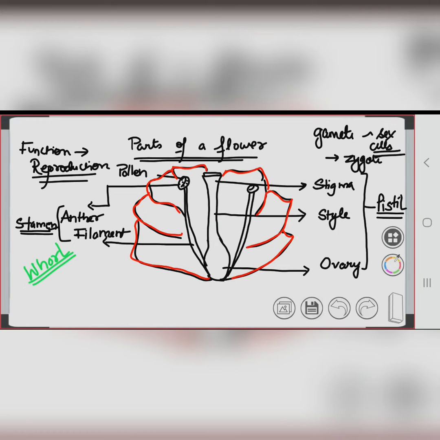So there are different whorls in the flower. Outermost, then the second layer, then the third layer. The outermost whorl is of these leaf-like structures. You must have noticed it. It is very prominent in buds. In your buds, mainly you see only this. These are leaf-like structures at the base of a flower. They are called sepals.